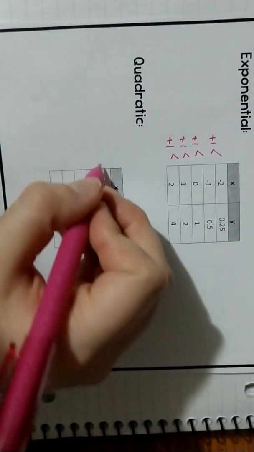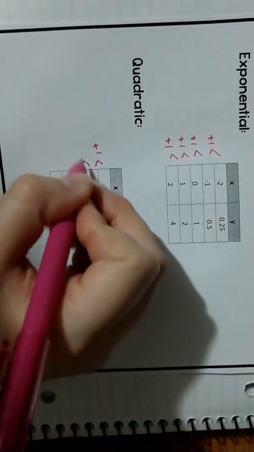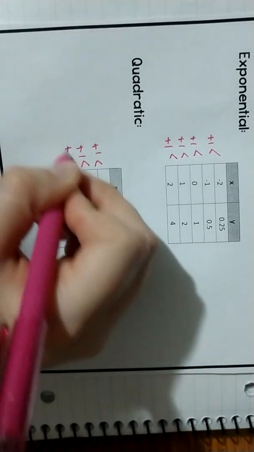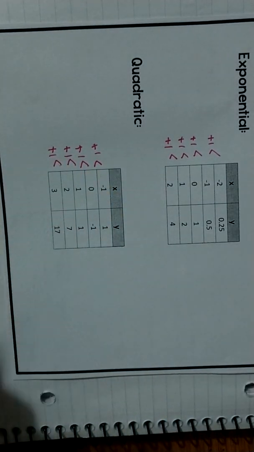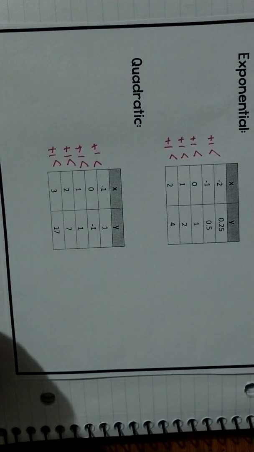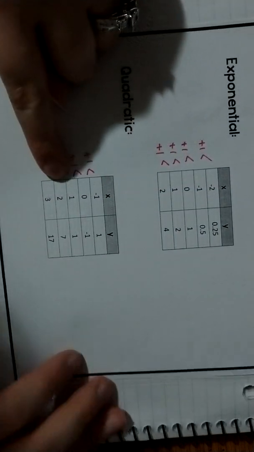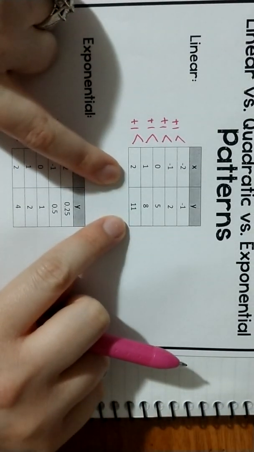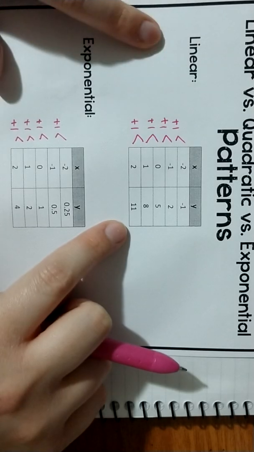And for quadratics, it will also be adding by 1. Now, they adjusted their table values slightly. Instead of doing negative 2 to 2, they did negative 1 to 3. So they just adjusted it ever so slightly. So we have to have this be true over here in the x column to even be able to assume anything about the y pattern. So the y pattern is what helps us see if it's linear, exponential, or quadratic.